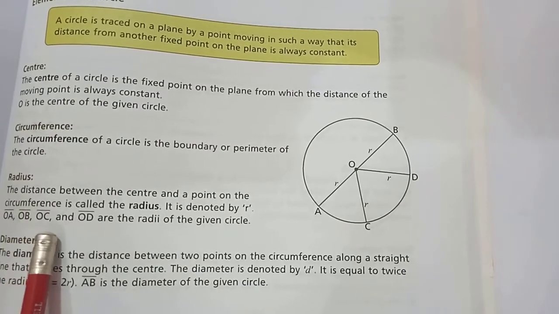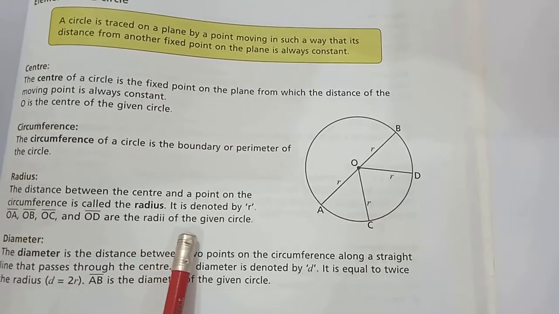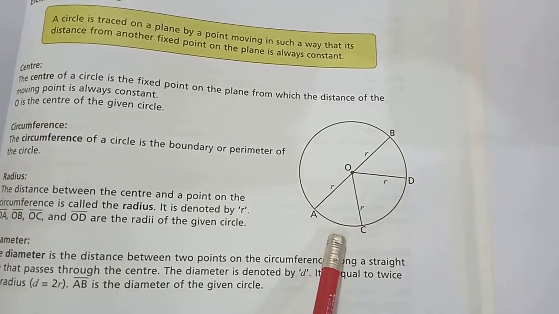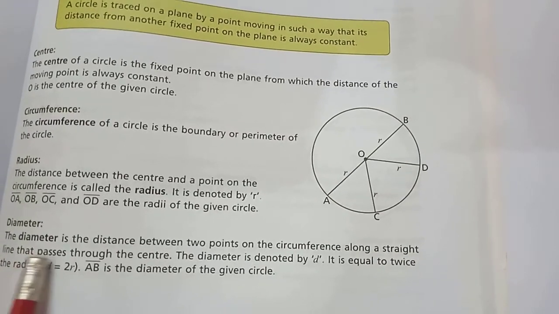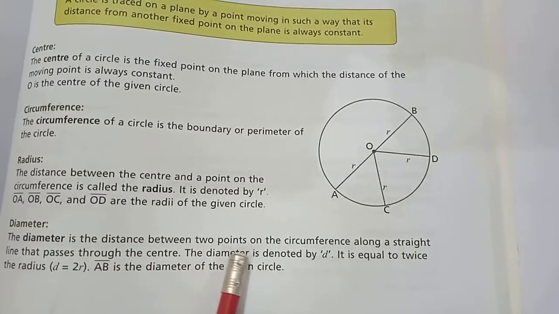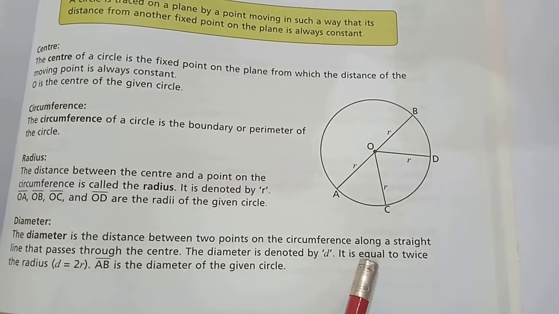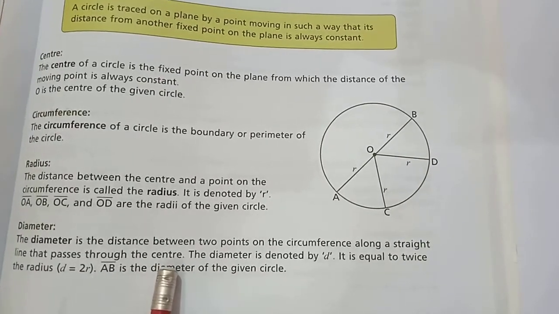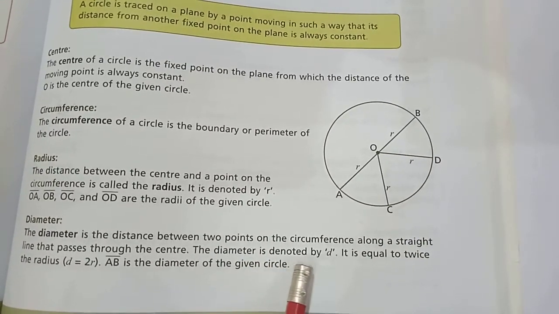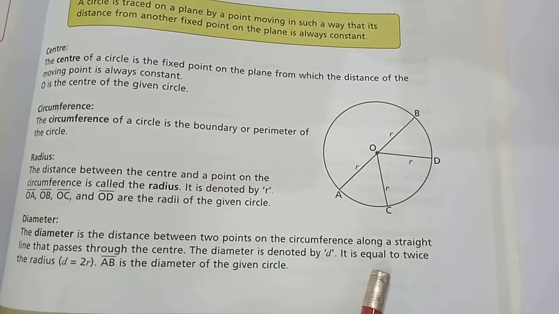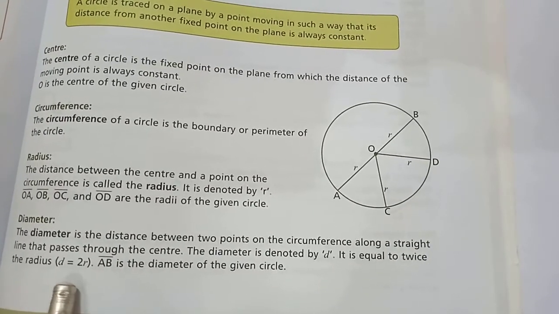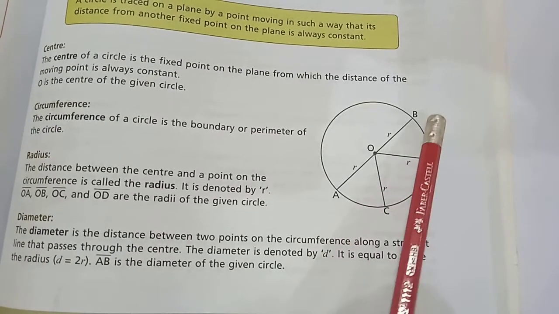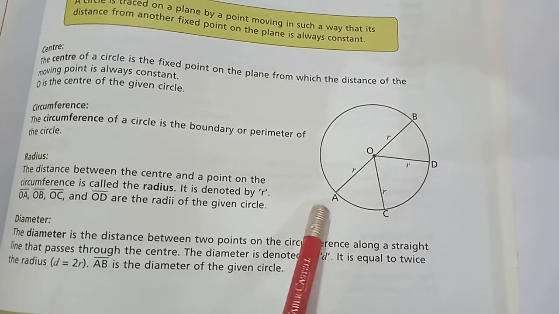OA, OB, OC and OD are the radii of the given circle. Diameter. The diameter is the distance between two points on the circumference along a straight line that passes through the center. The diameter is denoted by D. It is equal to twice the radius: D equals 2R. AB is the diameter of the given circle. It means this is the line of diameter.